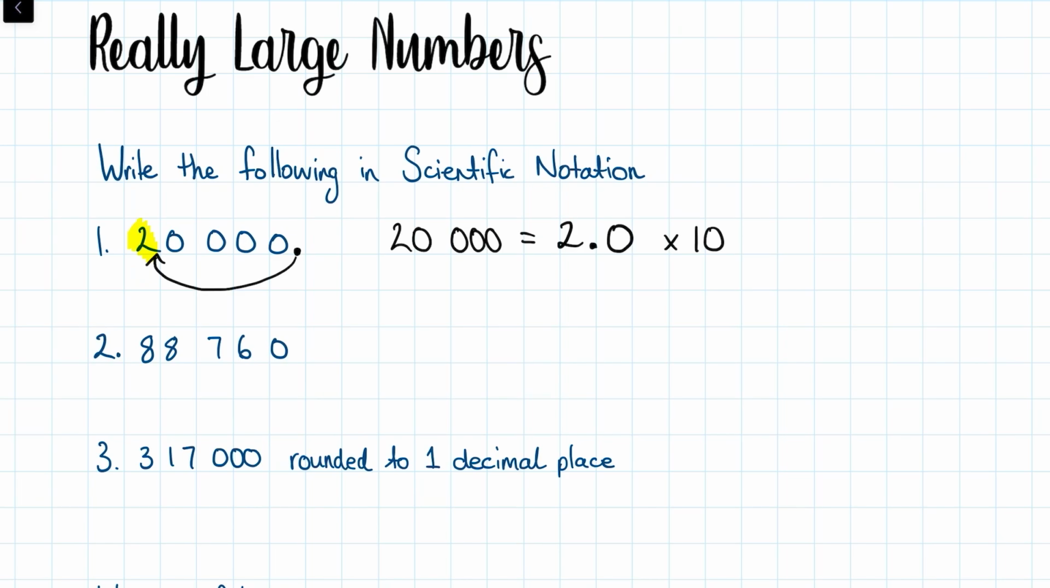Let's do a different color. 1, 2, 3, 4. So I say this is 2.0 times 10 to the power of 4, because I have slid that 2 4 places along to get it to 20,000. So that's our pattern for scientific notation. Find the first number that is not 0, and the decimal point needs to be directly behind it. And then we count how many times I moved that decimal.